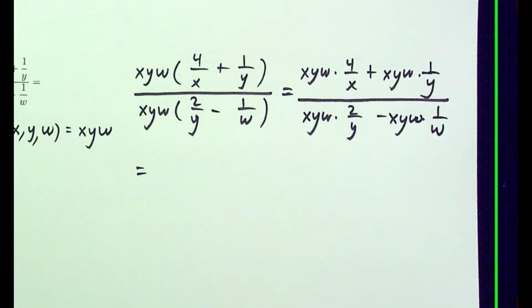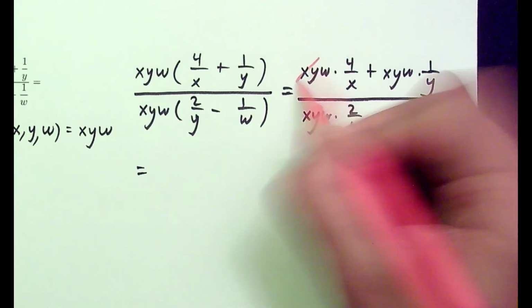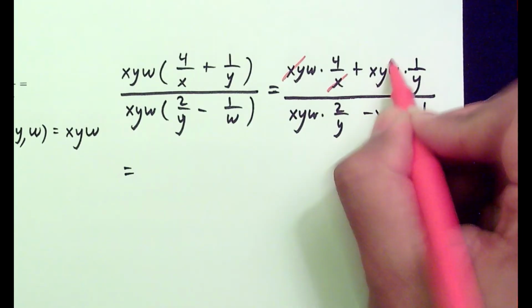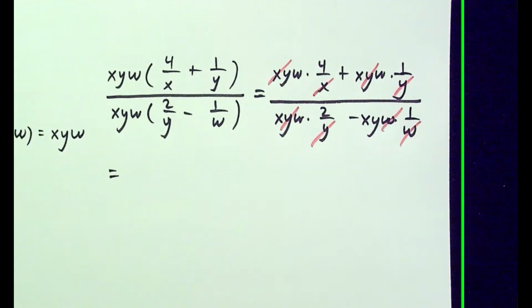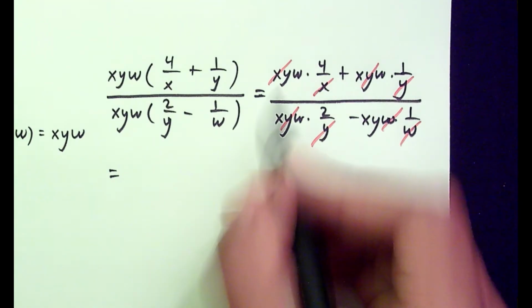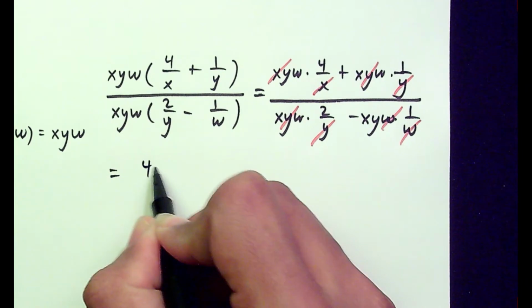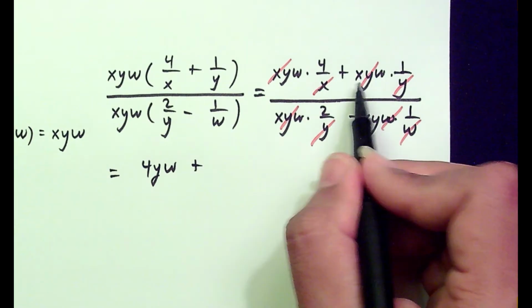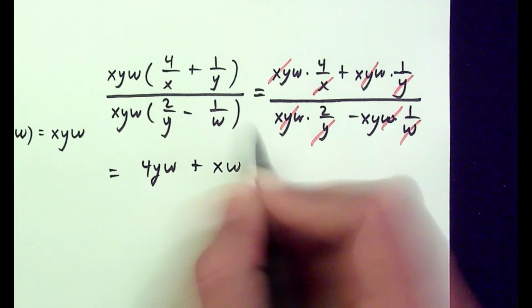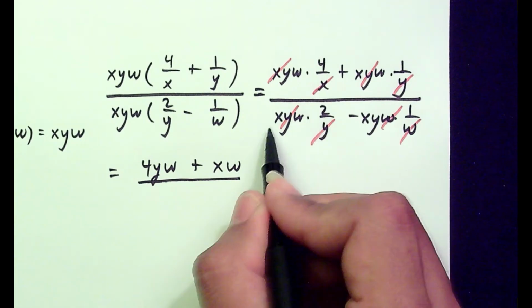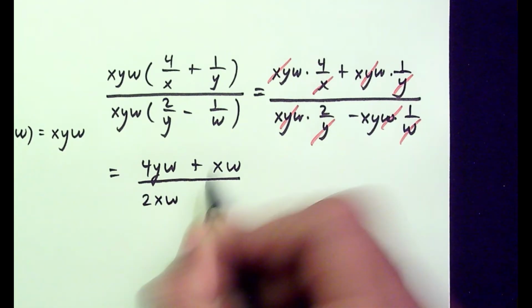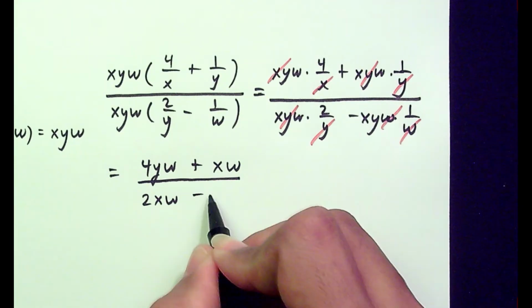Okay. Now let's cancel. The x's go in this one. In this one, the y's go. In this one, the y's go. And in that one, the w goes. So what are we left with? On the top, we're left with 4yw and xw. And on the bottom, we're left with 2xw and then minus xy.